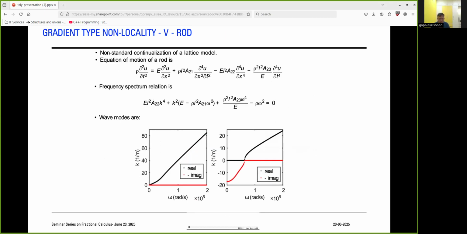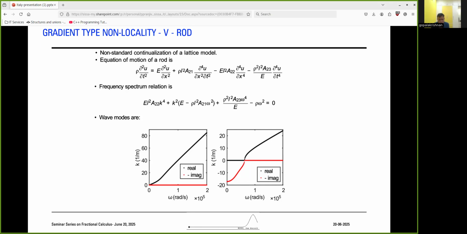So the other one is the more general lattice model. This is a non-standard model derived from the lattice model, which has many length scale parameters. This is actually very commonly used by people who do atomistic wave propagation. And the frequency spectrum is given here. If you look at it, there is a very nice and interesting thing.